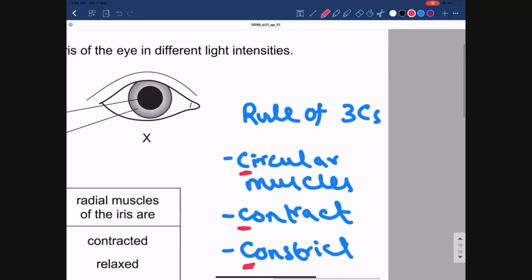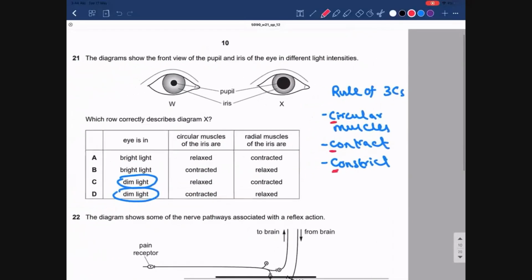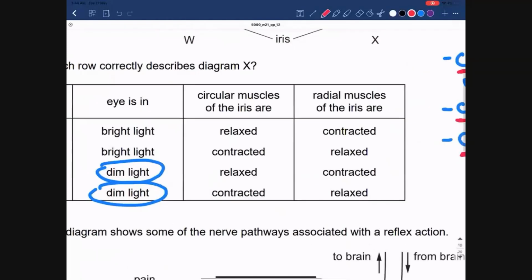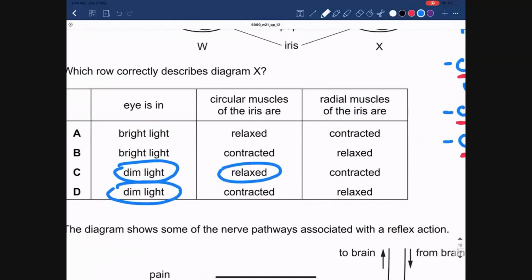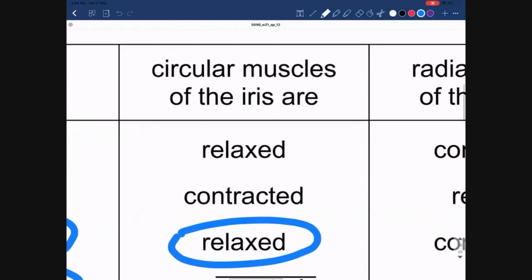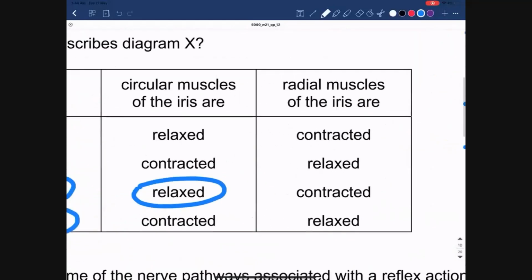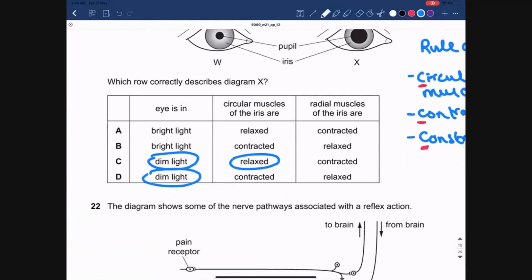So in this case, the pupil is dilated. So circular muscles are obviously not contracting, they are relaxing. And always remember that circular muscles of the iris and the radial muscles of the iris are antagonistic. When one relaxes, the other contracts. So if the circular muscle is relaxing, the radial muscle is contracting. The answer is C.